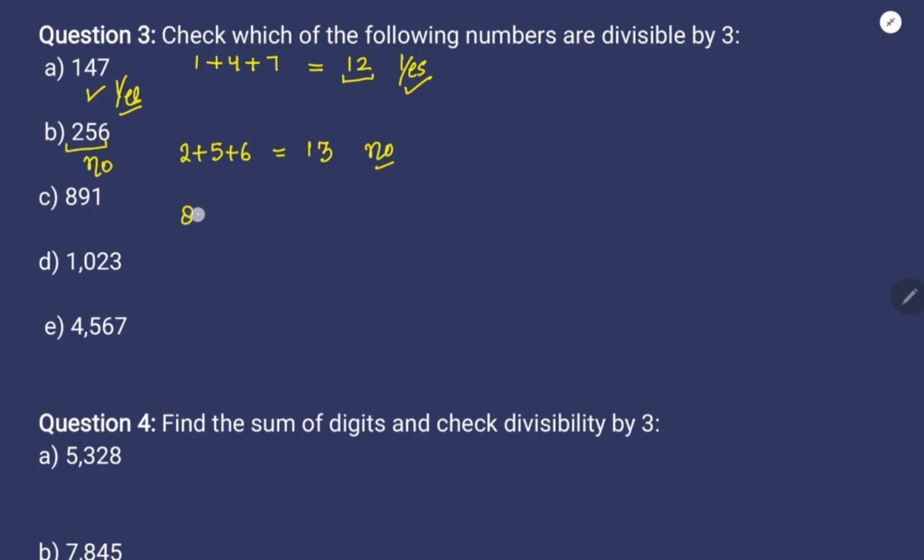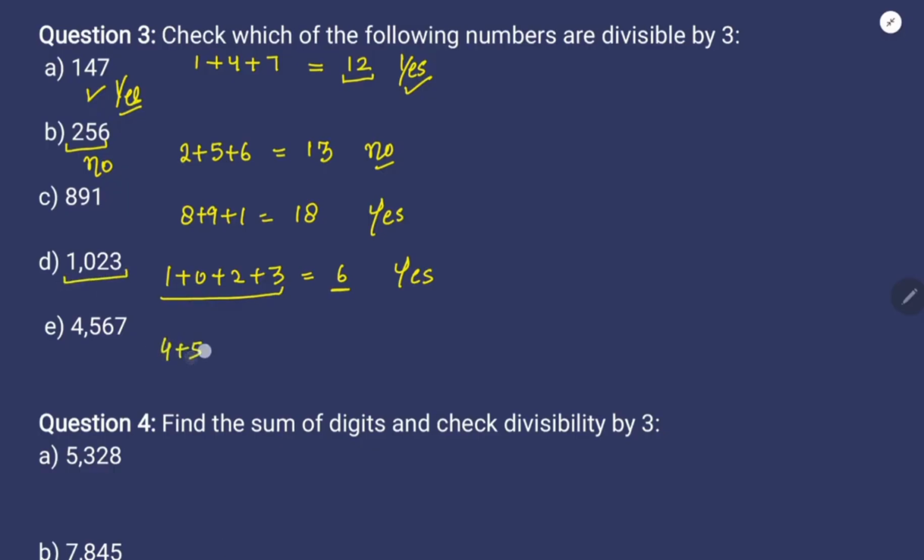Likewise here, 8 plus 9 plus 1 is 18, right? 8 plus 9 is 17, 17 plus 1 is 18. Yes, right? 1 plus 0 plus 2 plus 3 is equal to 6. Yes. Okay, we just check the sum of digits. If this number is divisible, we will say that this whole number is divisible, right?